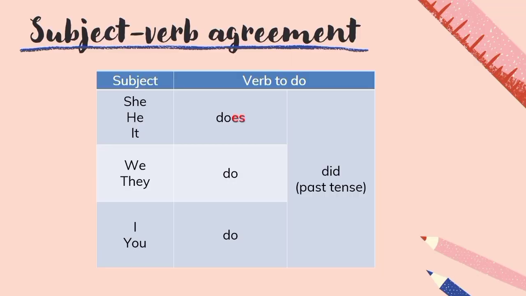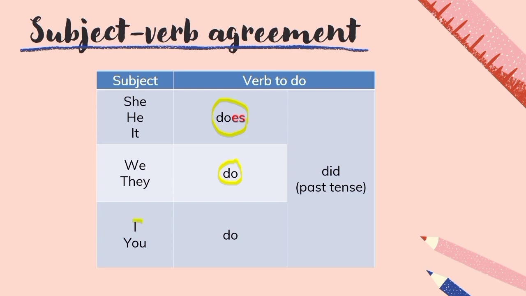Now let us move on to the next table. Focus on the verb to do. Remember, if the subject is singular, for example, she, he or it, we need to add es, does. If the subject is we, they, we still use do. So there is no change to the verb to do.